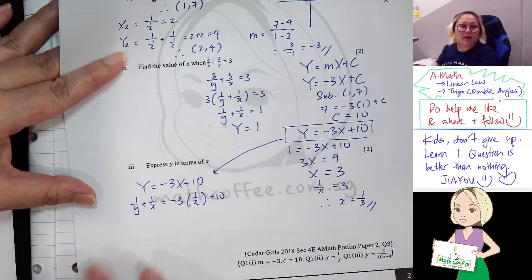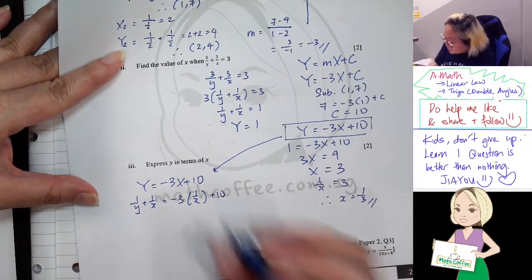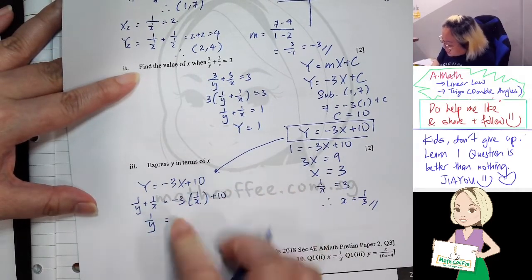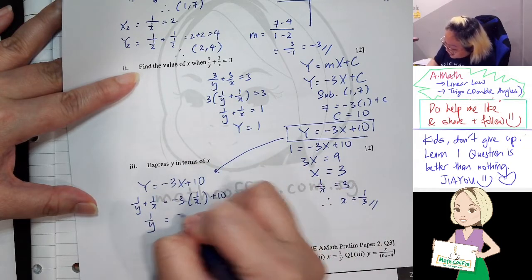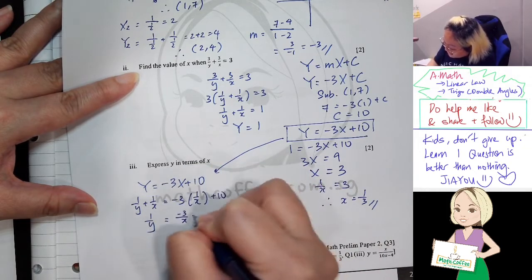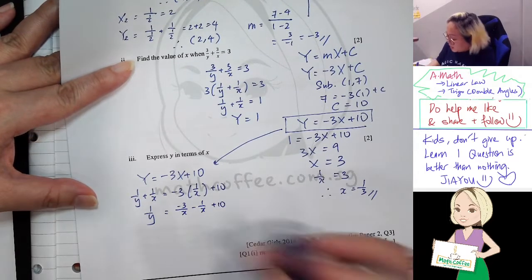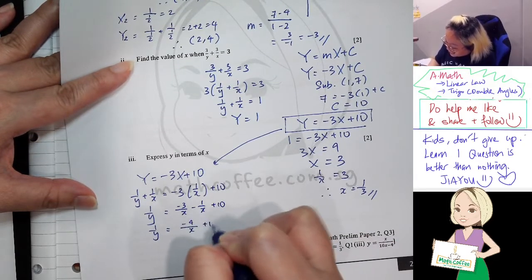Okay, so now it still looks very complex. You need to combine into a single fraction and so on. Let's see. 1 over y I will remain here. I'm going to bring the 1 over x to the right hand side. So this is minus 3 over x minus 1 over x, plus 10. 1 over y equals minus 4 over x, plus 10.